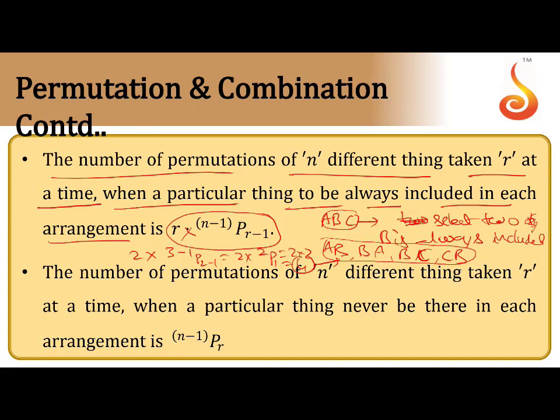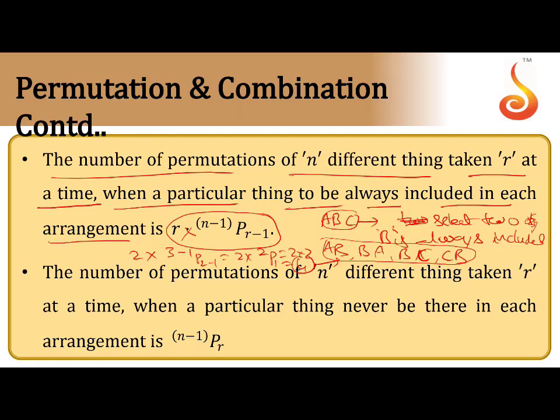So the total number of arrangements will be 4. Do you understand now? The number of permutations of n different things taken r at a time, when a particular thing is always included in each of the arrangements, is r into n minus 1 P r minus 1. Here the particular thing is B, which is always included. I hope you understand.